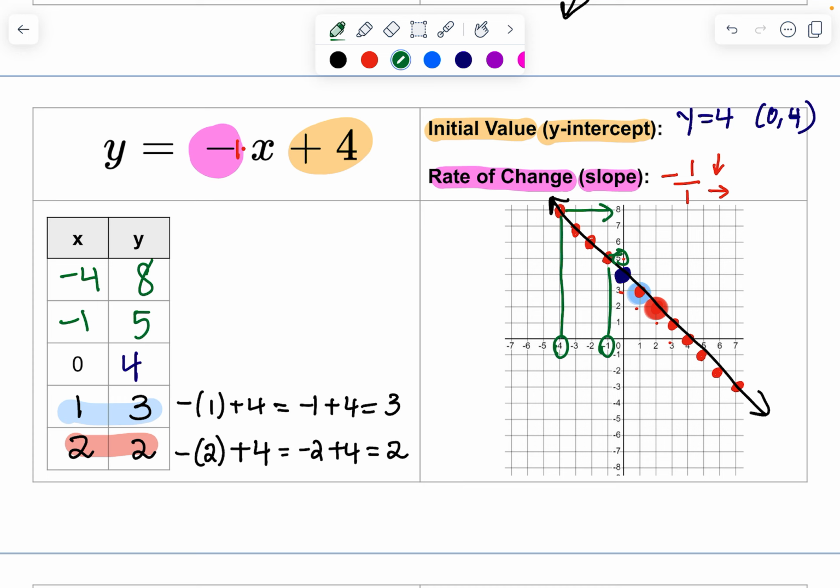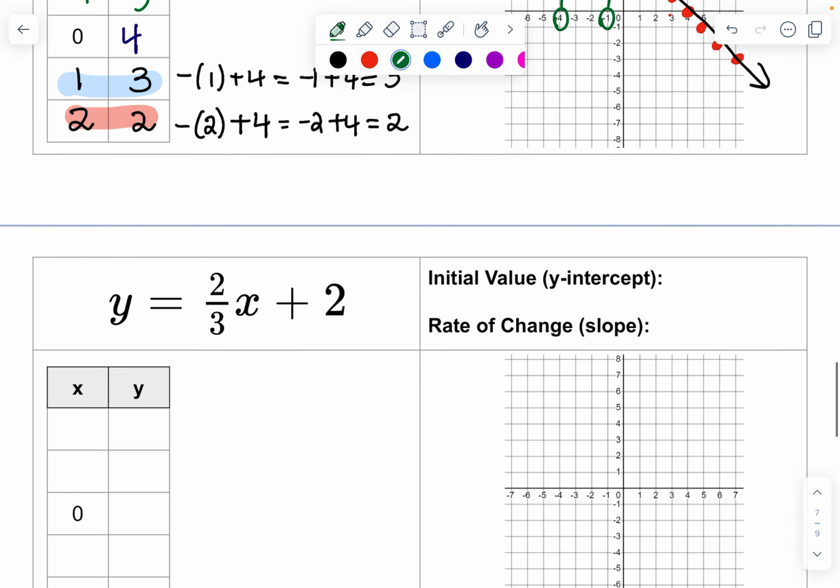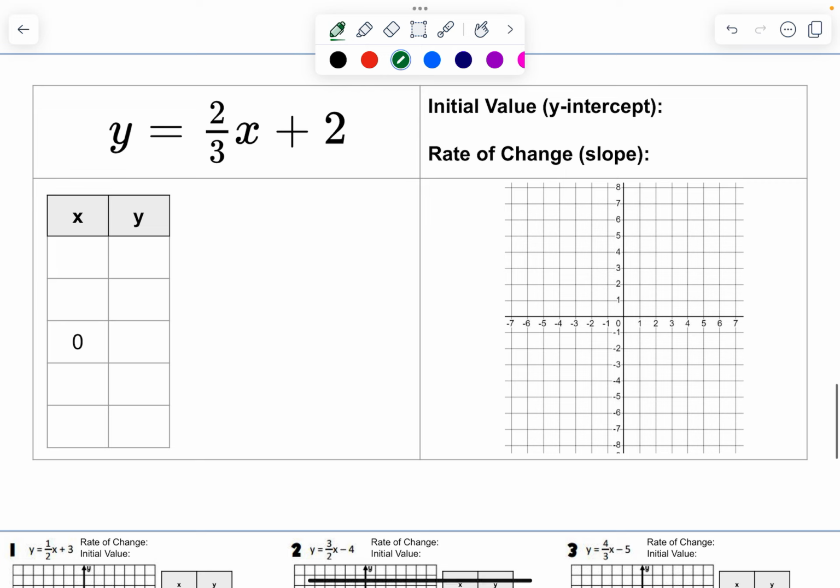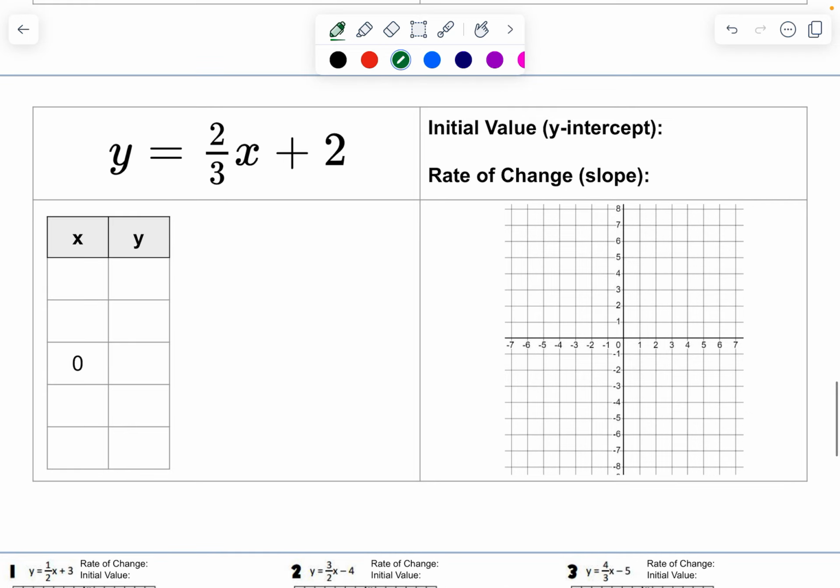I have a couple more examples, so hopefully this helps us feel a little bit better. What happens if our equation is y equals 2 over 3x plus 2? This one definitely feels different. This one feels a bit tricky.